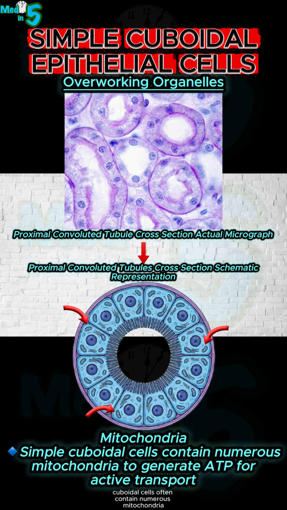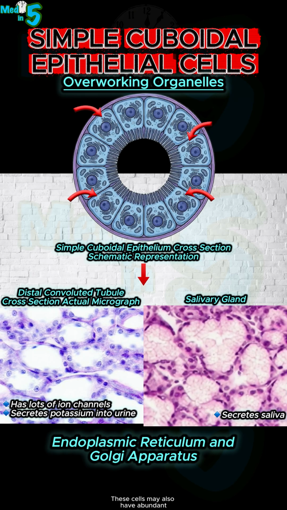Simple cuboidal cells often contain numerous mitochondria to generate adenosine triphosphate for active transport. These cells may also have abundant rough endoplasmic reticulum and Golgi apparatus for synthesis of proteins, including ion channels, and secretion of substances, such as enzymes.